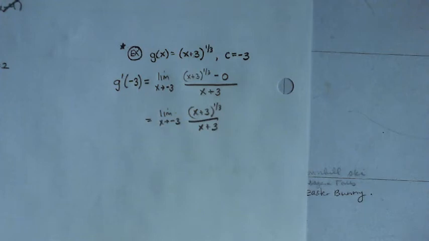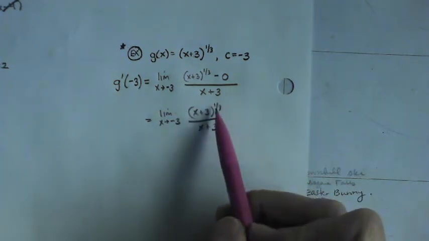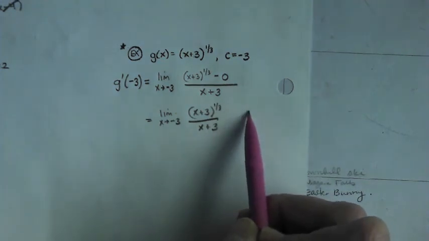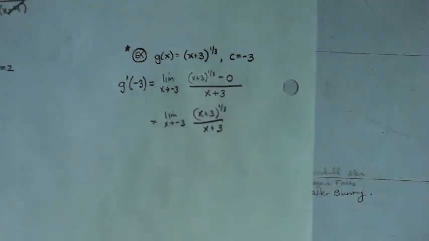That would rationalize a square root, but with a cubed root, if you multiplied by another cubed root, that's not going to work. You want to fill the, yeah, because it's 1/3, you would need to multiply by x plus 3 to the 2/3 power, yes?